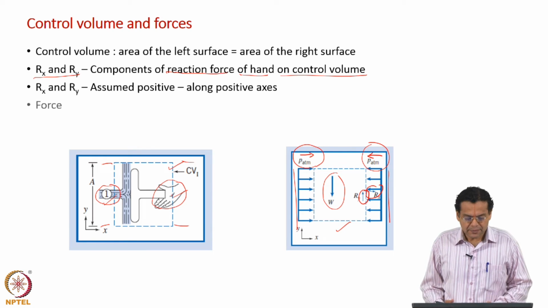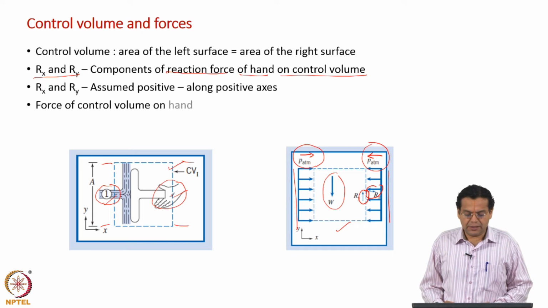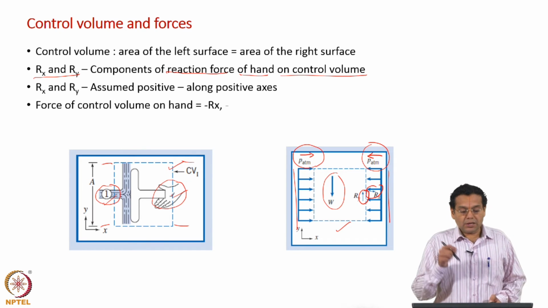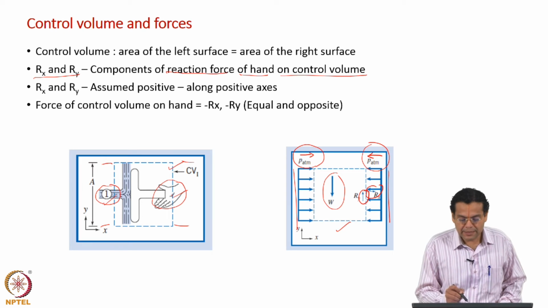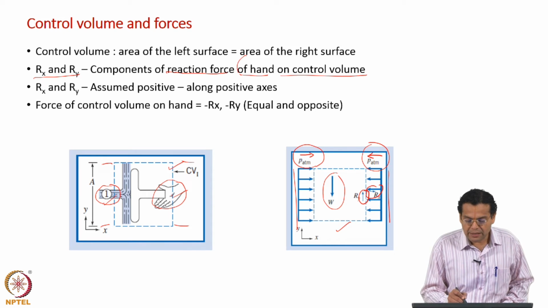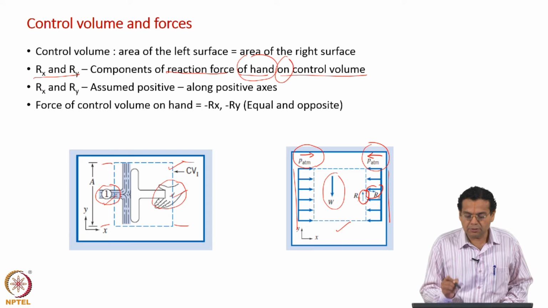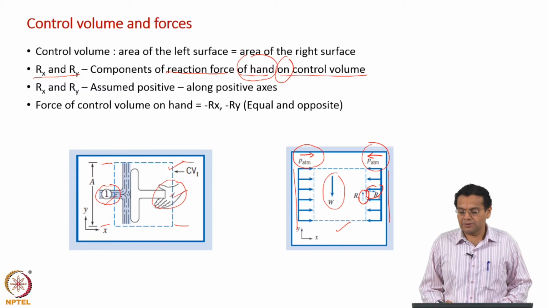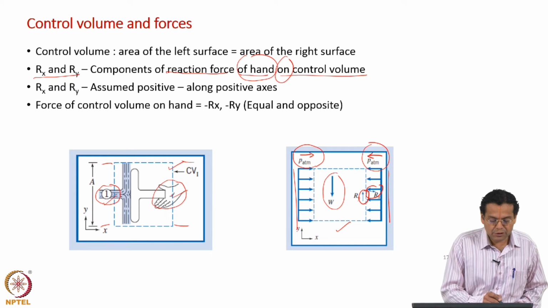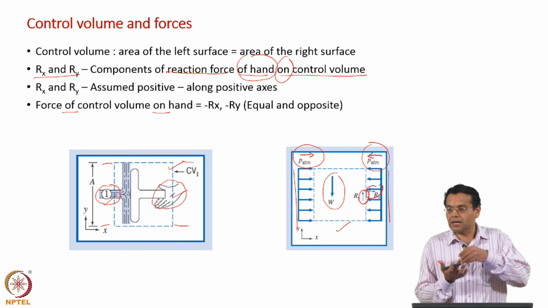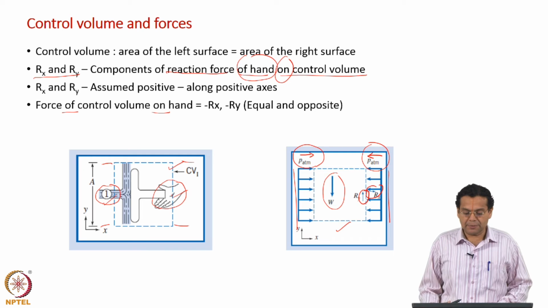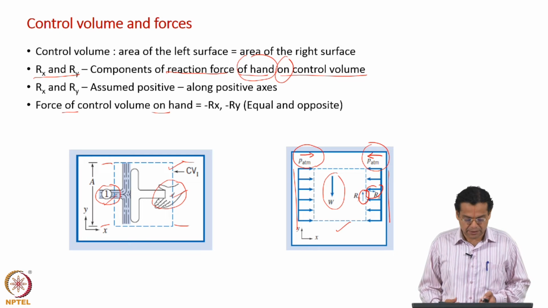Okay. And what is the force of control volume on hand? We use Newton's third law, and it is so negative of R x and negative of R y. That is why I said reaction force of our hand on the control volume, that terminology is very important, because if it is force of control volume on hand, whatever control volume exerts on our hand is negative of what we are exerting. So, it is minus R x and minus R y, okay.